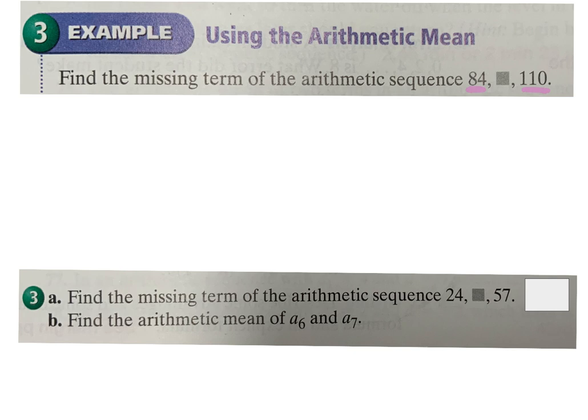Why does that work? Well, I'm adding the same number. So the guy in the center should be the same distance away from the two guys on the end. They just told me it was an arithmetic sequence. And so, yes, it's as simple as this, 84 plus 110 divided by 2. So my missing term is 97.